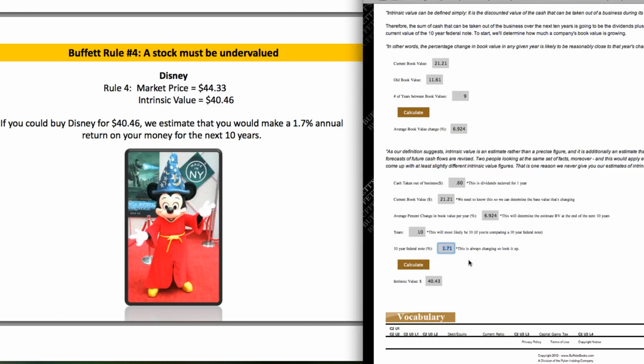So let's figure out what kind of return we would get for that $44.33 that it's currently trading for. In order to do that, we're just going to come in here under this 10-year federal note tab where we put that number in. Let's go ahead and lower that. Let's put it in as 1%. We'll just put it in as 1.0 and see what value we come up with. Okay, so when we put it in as 1% return, the intrinsic value moved up to $43.18, which is still not at the price that it's trading for.